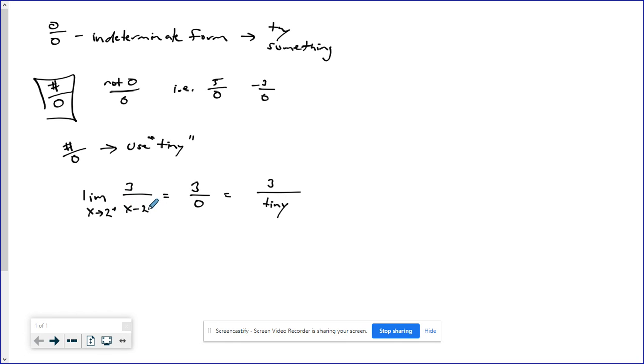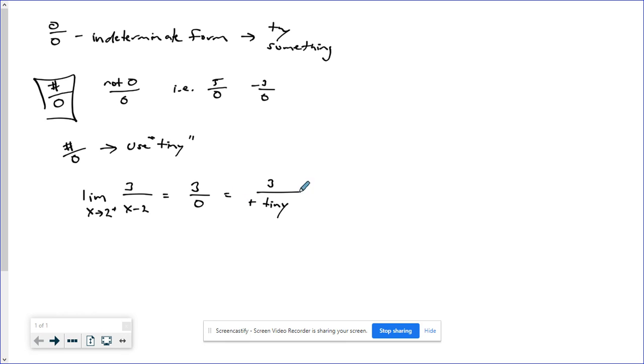3 minus 2, that's 1. Now, I don't care that it's 1. I care that it's positive. Well, keep getting closer to 2. 2.5, say. 2.5 minus 2, that's 0.5, right? That's positive. Get closer. 2.1. 2.1 minus 2, right? That's 0.1. That's closer to 0, but again, it's still positive. So you can see that I'm approaching 0 from the positive side.